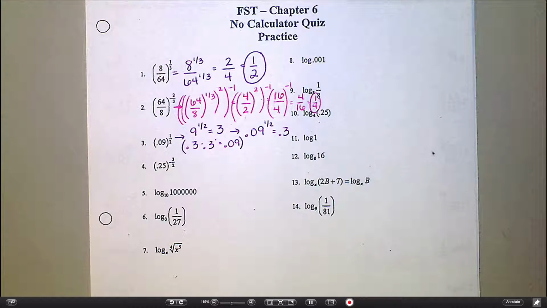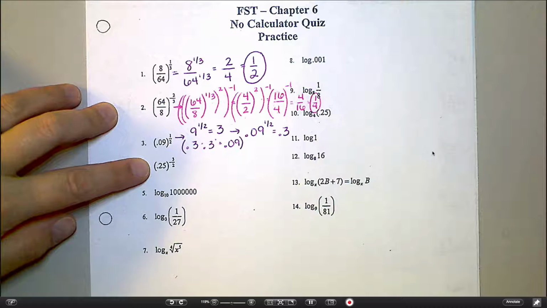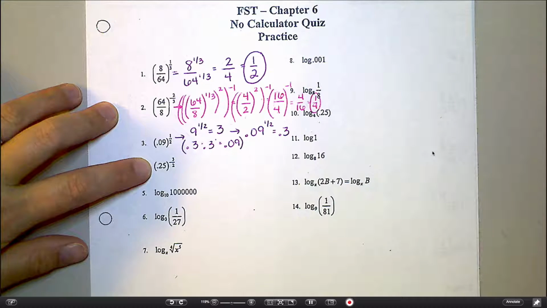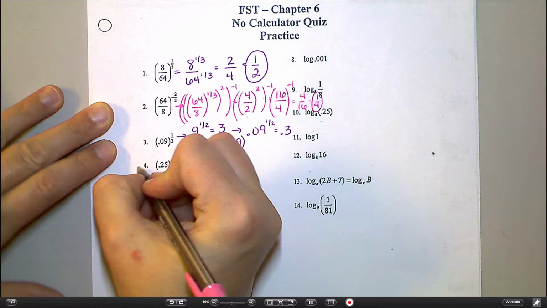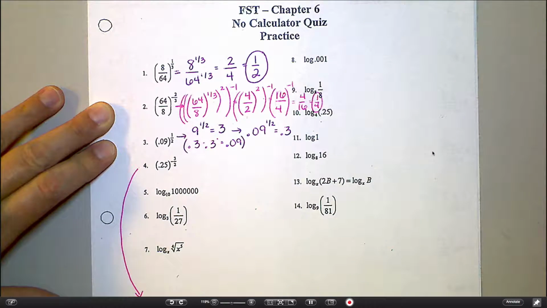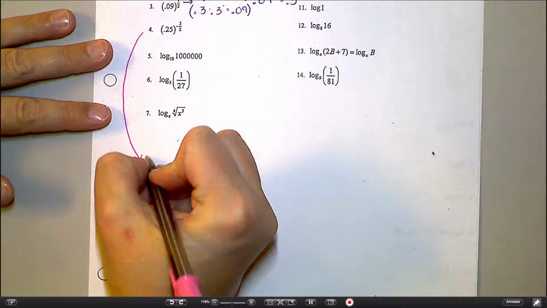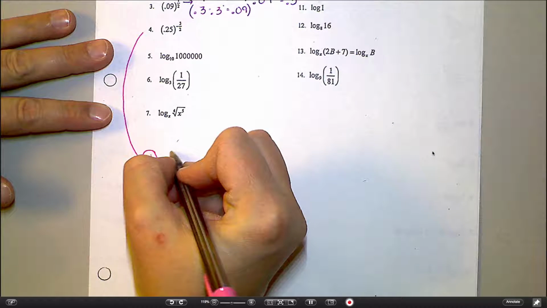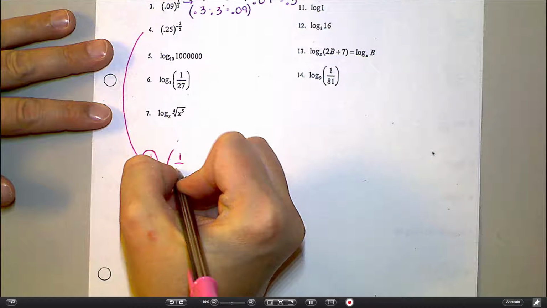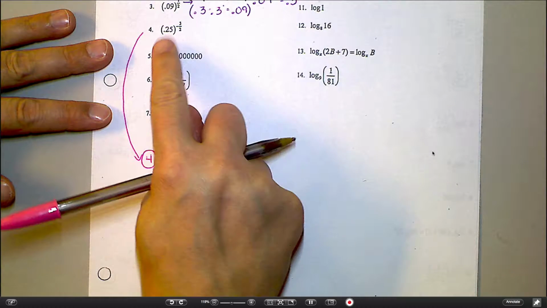And then I found that towards the end, it actually was easier if I made the 0.25 into a fraction first. This one I'm definitely going to need more space on, so I'm going to move this down here. Okay, so number 4, I would write it as a 1/4 instead of a 0.25.